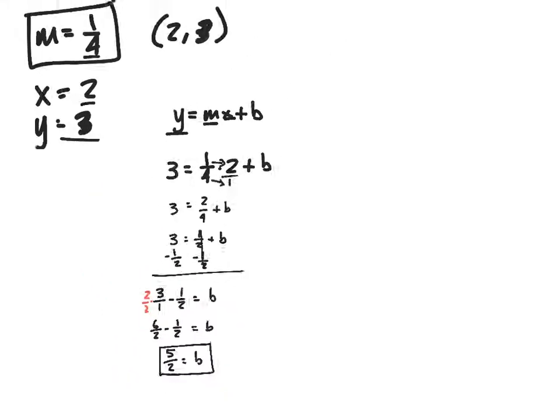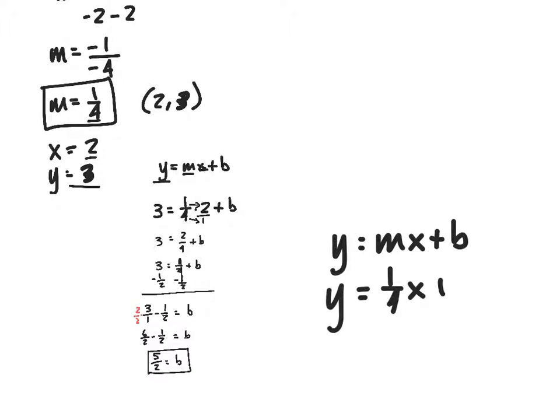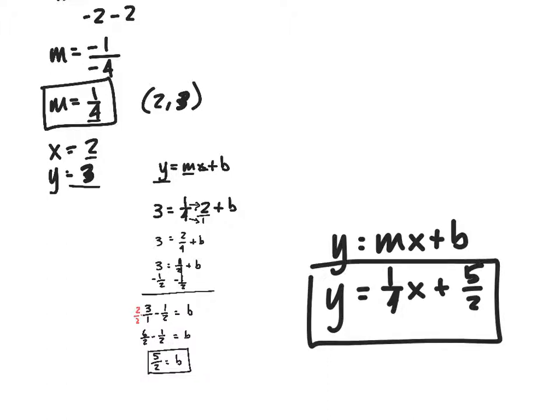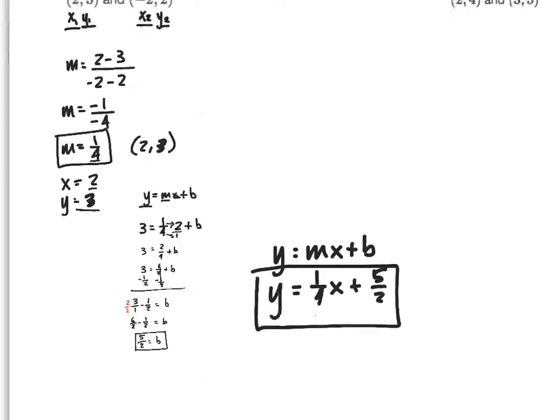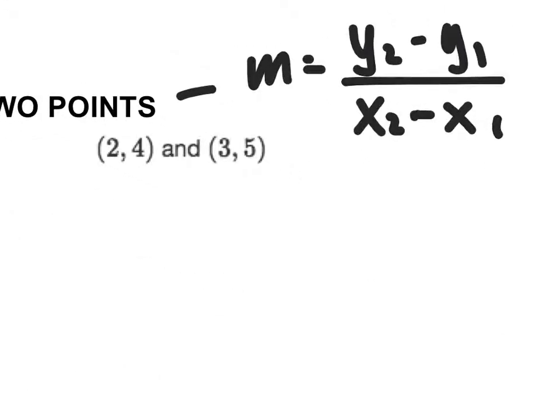All right, so now I've solved for b. My value for b is 5/2. My slope is 1/4. So my equation y equals mx plus b we're just going to write as y equals 1/4 x plus 5/2. And that's that. That's my equation. So there we go. All right, let's go ahead and try this next one.